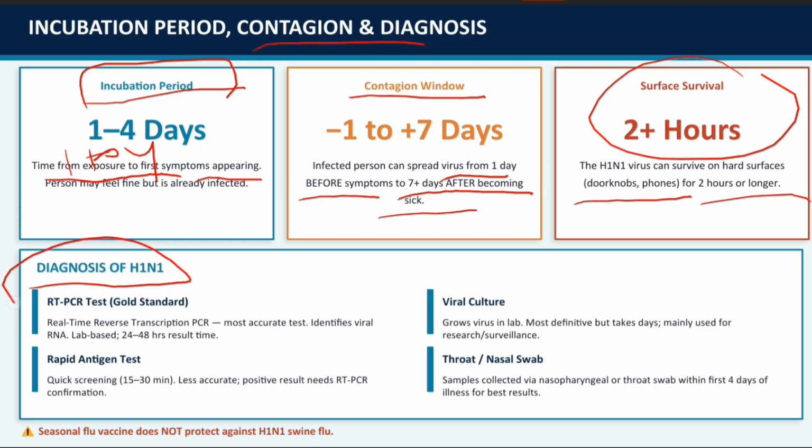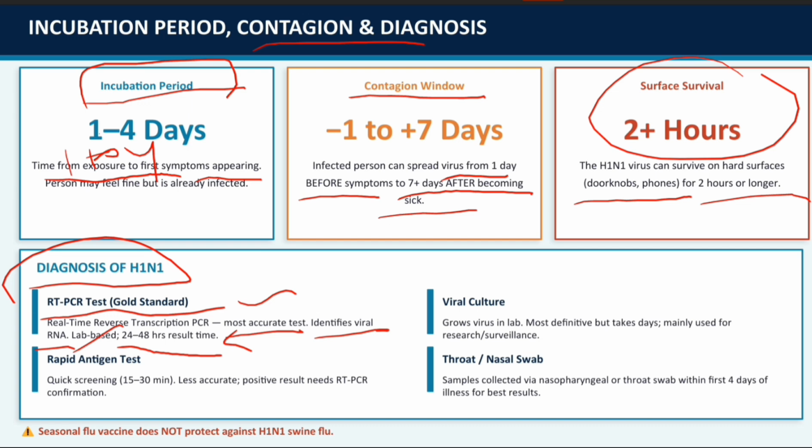Diagnosis of H1N1 virus. The RT-PCR test is the gold standard. Real-time reverse transcription PCR is the most accurate test. It identifies the viral RNA, and it is a lab-based test that takes 24 to 48 hours for the result to come. Okay, it takes almost 2 days to get the result.